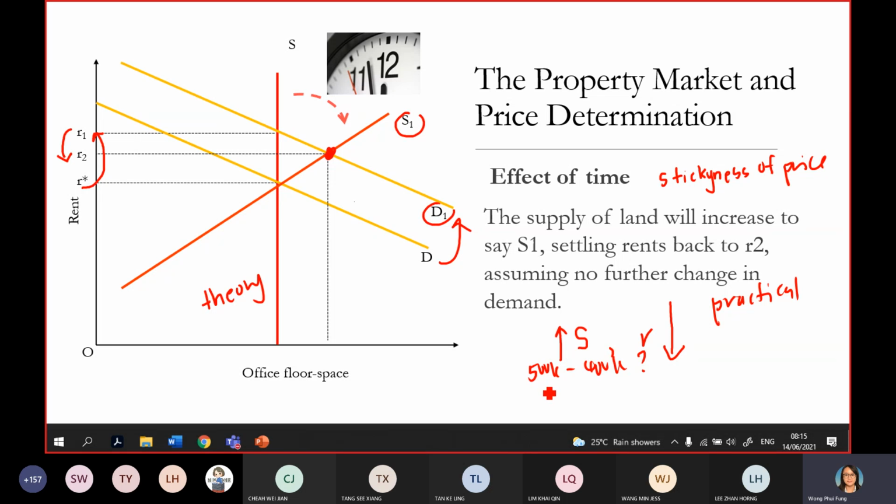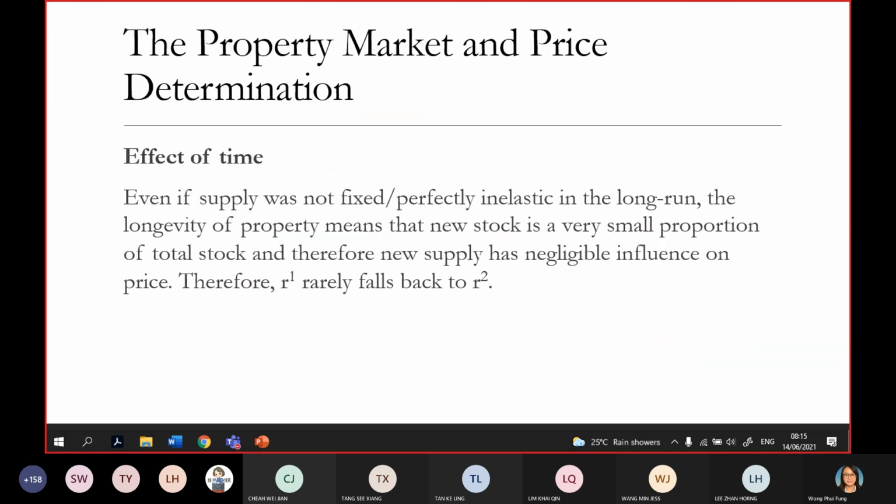Like I mentioned just now, right now COVID has hit the market, so not many people want to purchase a house at this moment. But you won't see the property price fall from 500K to 400K. Due to the stickiness of price, property price will always stick to the highest. It's very difficult for the property price to fall, although we can see that demand right now is not so good compared to previous years. So why do we say so?